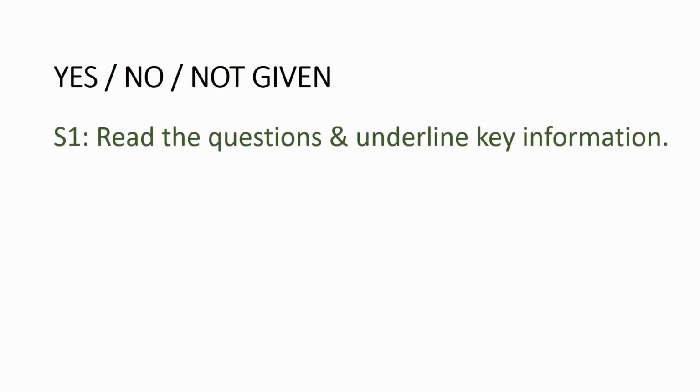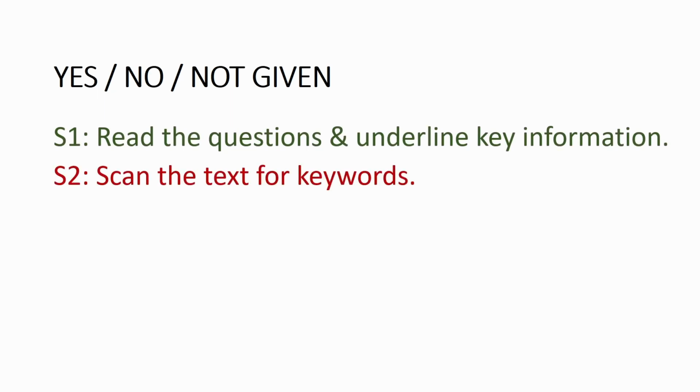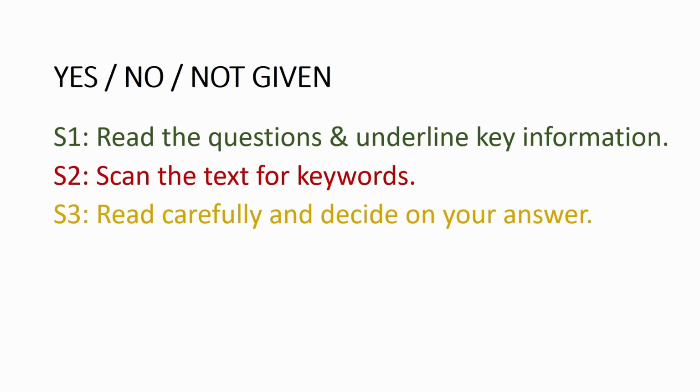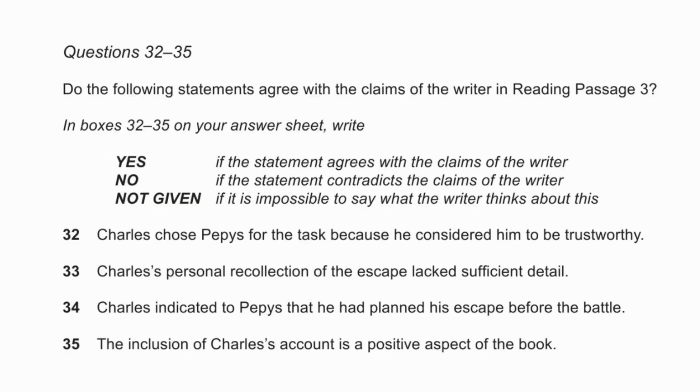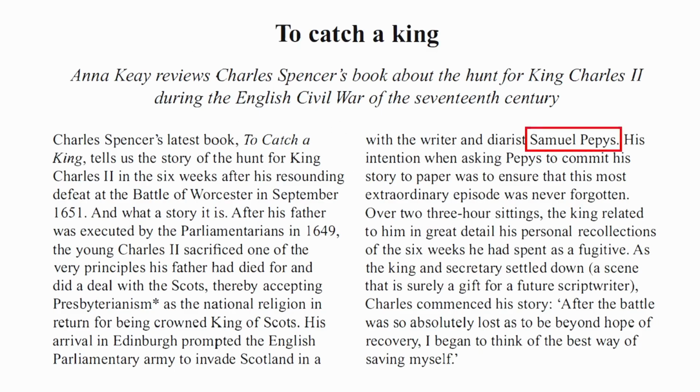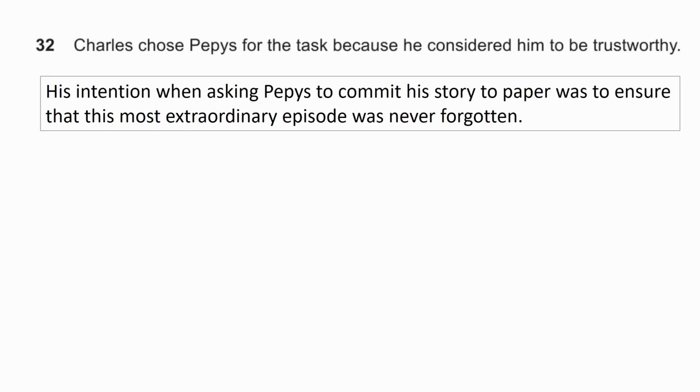Now, these steps are quite the same as yes, no, not given. First, we read the questions and underline key information, then scan the text for keywords, and then read the part carefully and decide. And again, the answers appear in the same order, and knowing this saves you a lot of time. The first one appears in the second paragraph, so the answer must be in that part, and we need to read it closely or carefully.